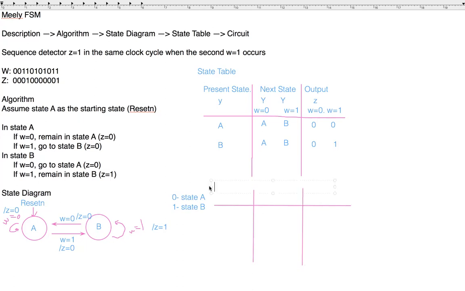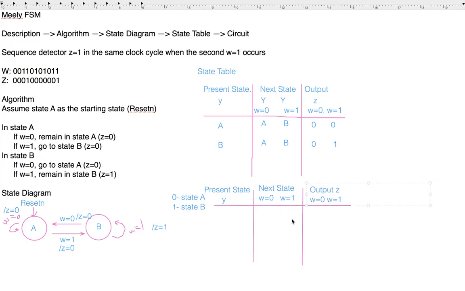Going to have our present state here. And then we're going to have our Y. And then we're going to have our next state. And then I'll just do the W0 just to save space. W1 here, it's fine. And then we're going to have our output Z, which would be W0 and W1.